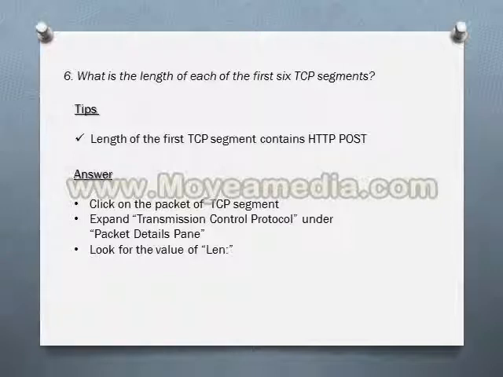Question number 6. What is the length of each of the first 6 TCP segments? For this, you'll want to click on the packet of the TCP segment, expand the Transmission Control Protocol under the packet details pane, and look for the value labeled LEN for length.